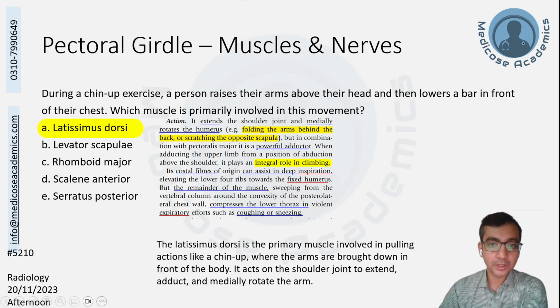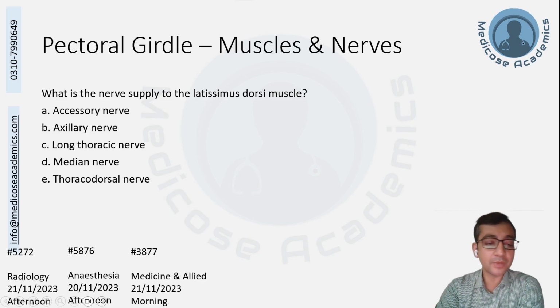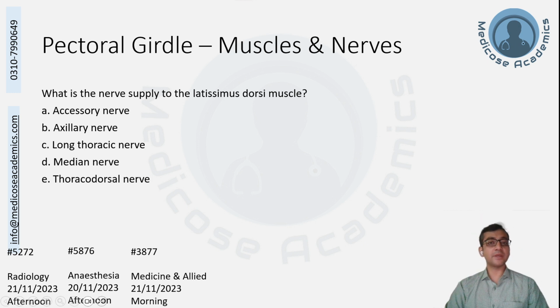Okay, and then the same question can be asked. Actually, it has been repeated at least three times in those papers in August and November 2023. The nerve supply to the latissimus dorsi. The nerve supply is the thoracodorsal nerve.